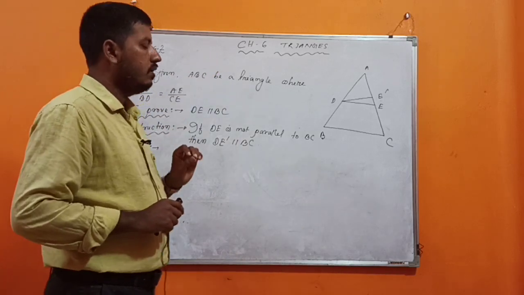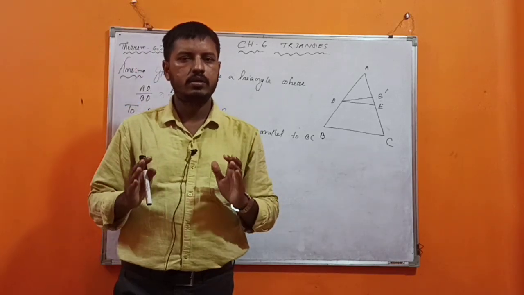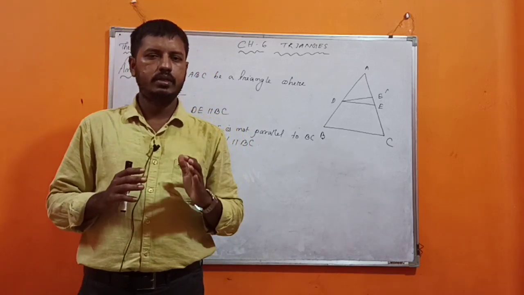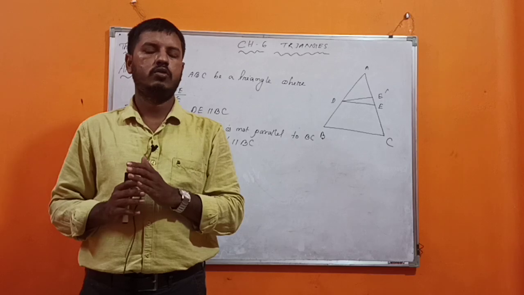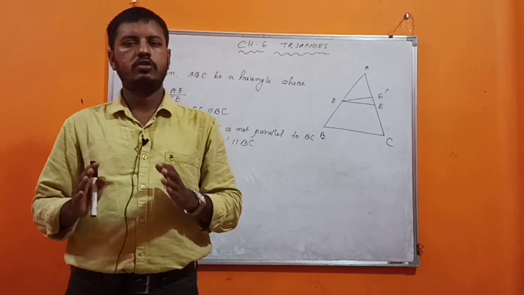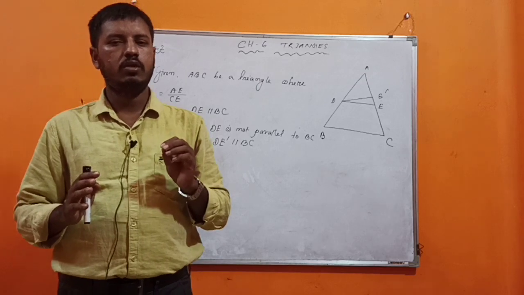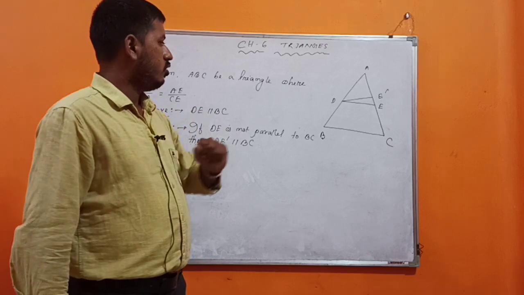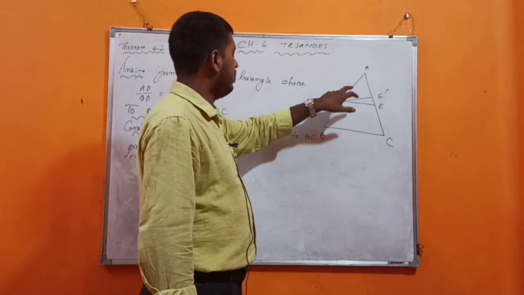The theorem is that if a line divides the two sides of a triangle in the same ratio, then the line is parallel to the third side. Okay, what I have said, if a line divides the two sides of a triangle in the same ratio, then we have to prove the line is parallel to the third side. Okay, so look at the diagram I have written.